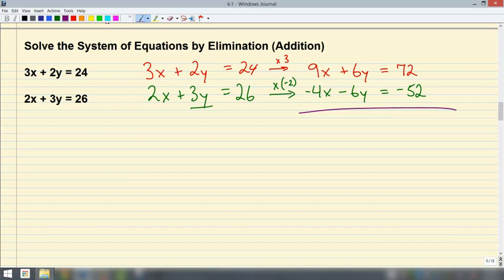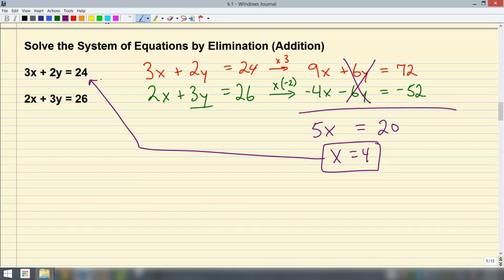9x minus 4x is 5x. The 6y's cancel. They eliminate by design. Equals 72 minus 52, 20. X equals 4. Back substitute into either one of the equations. We're going to back substitute into both just to show you that it works.